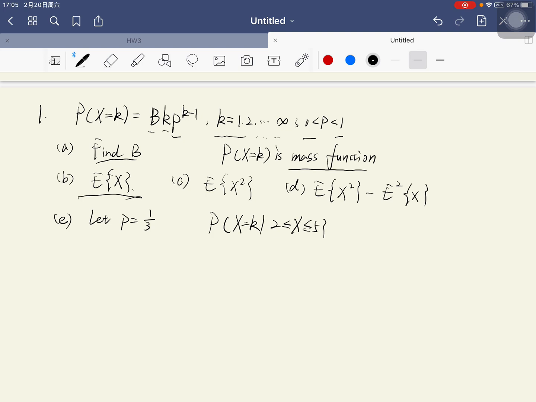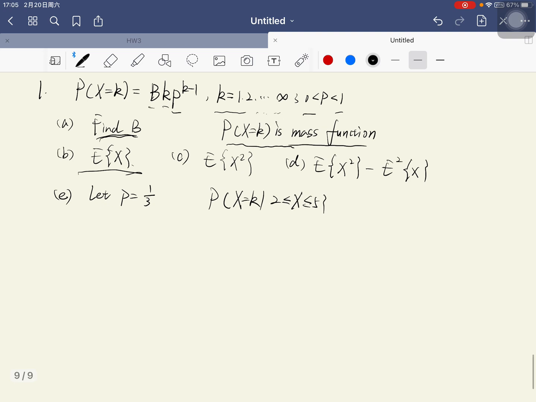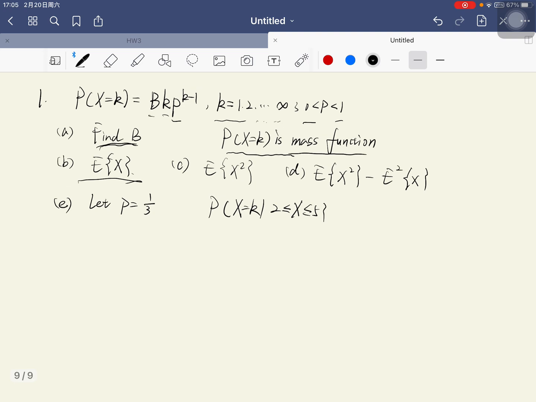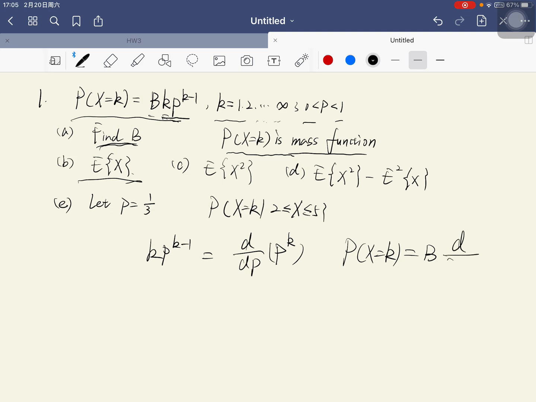At first, we want to find b so that the probability function is a mass function. In the function, this part k times p to the power of k minus 1 is equal to the derivative of p to the power of k. So we could transform the function to P(X = k) is b times the derivative of p to the power of k.